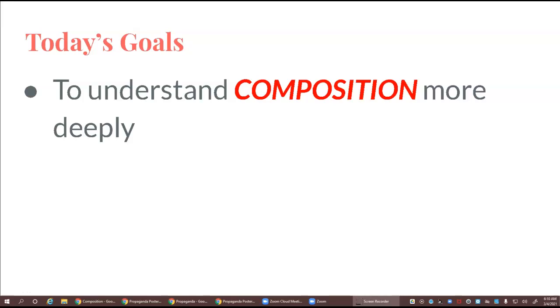Wonderful students, what's happening? Today we are thinking about composition, a really important element of any visual design which is used to communicate ideas. But what is it?